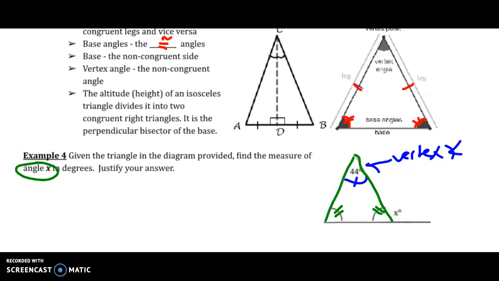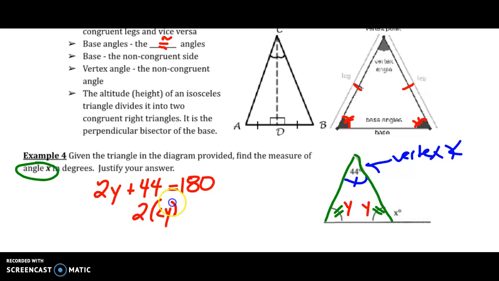So we know all the angles in a triangle sum to 180, and I can represent these two angles with the same variable. I'll call it y because we already have an angle x. So 2 angle y's plus 44 degrees equals 180 degrees. So 180 minus 44 is 136. So 2 times angle y equals 136, and angle y then measures 68 degrees.